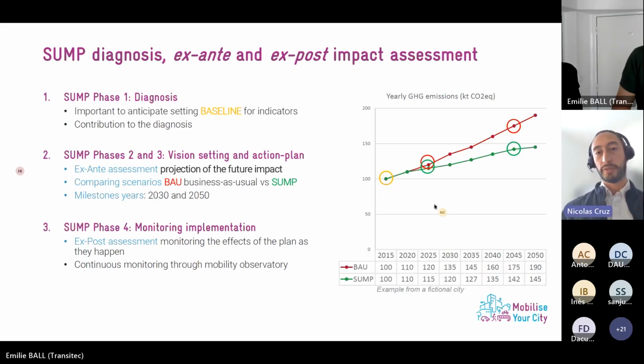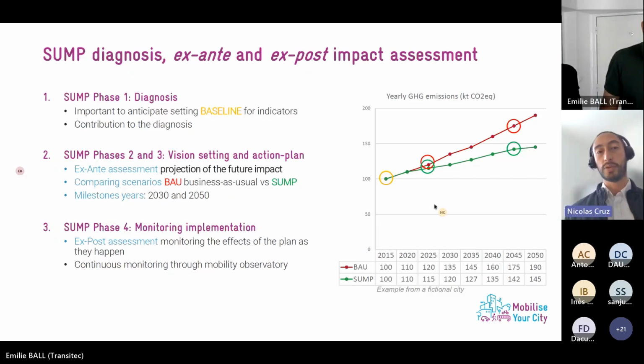But this is just a photograph in time. This only tells us, and this year, for example, in the graph, it's the yellow circle, in 2015, we have this amount of emissions. And then in phase 2 and phase 3, what we're going to do is try to project these emissions in time based on different elements that we could include in this assessment, and based also on some assumptions.